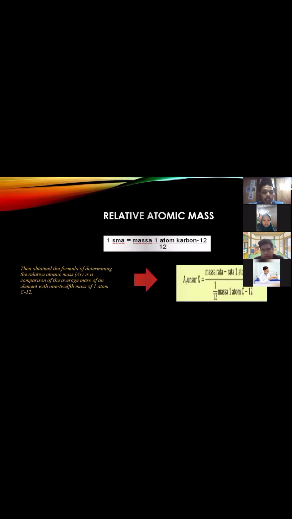Relative atomic mass. The relative atomic mass, or Ar, is a comparison of the average mass of an element with 1/12 the mass of one carbon-12 atom.